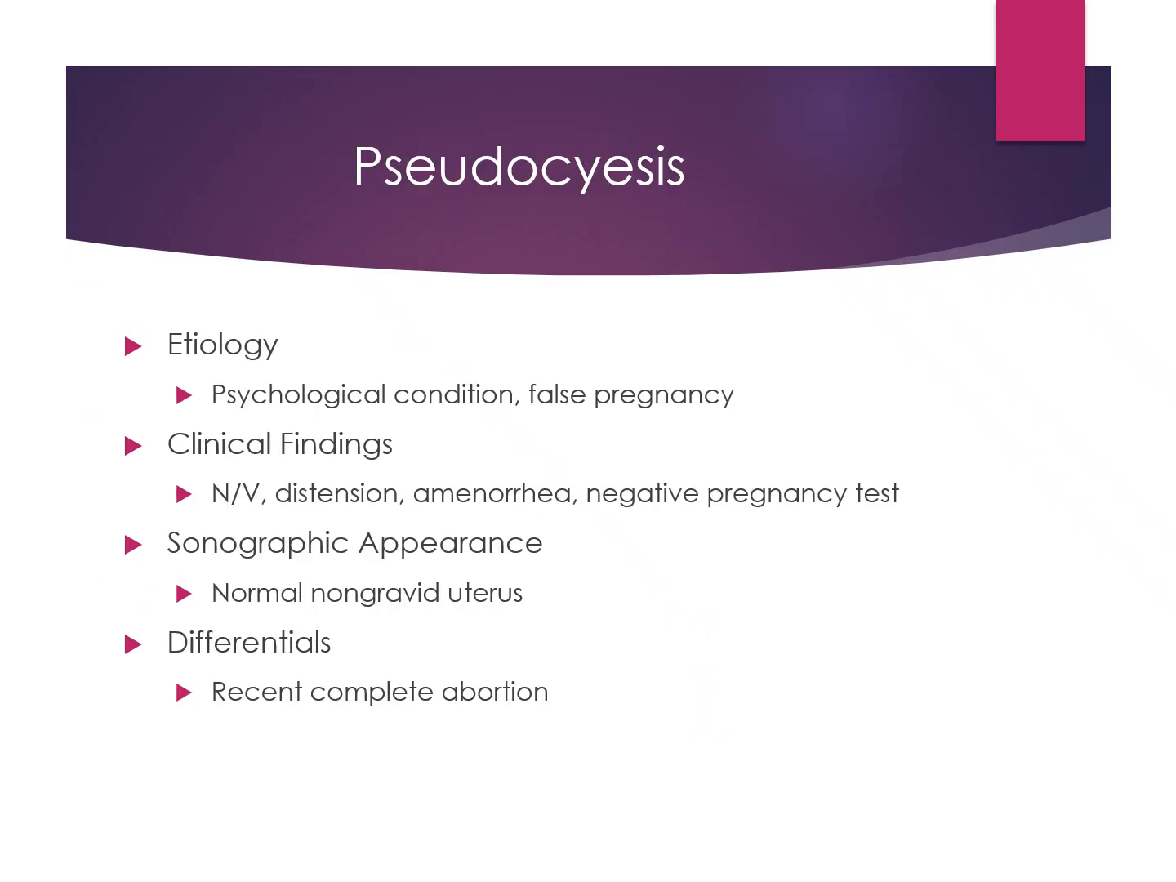Then we have pseudocyesis. This is not a real pregnancy. It's a fancy term for a psychological defect. Mom is convinced she's pregnant. We have a negative pregnancy test. We may not have a period. We might have nausea and vomiting and abdominal distension, but it is not a true pregnancy. It is a false pregnancy, most likely a psychological condition, and we're not going to see any signs of pregnancy in the uterus or the ovaries.